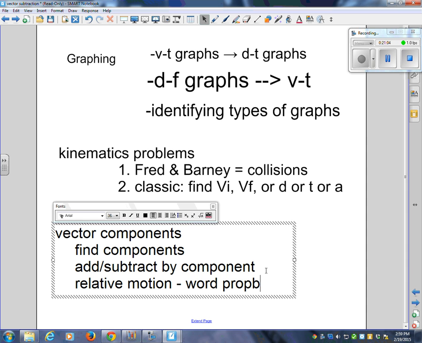Now, when I say relative motion, I mean basically a vector question that has a word problem in it, as opposed to, like, here's two vectors added together. But we'll learn that. Well, I mean, you really know how to do it. I'm just going to sort of remind you and give you some hints and stuff like that. I'll do that on Tuesday. So when you write it down, not a whole lot really, right? Not a whole lot. Okay, I will be quiet now.